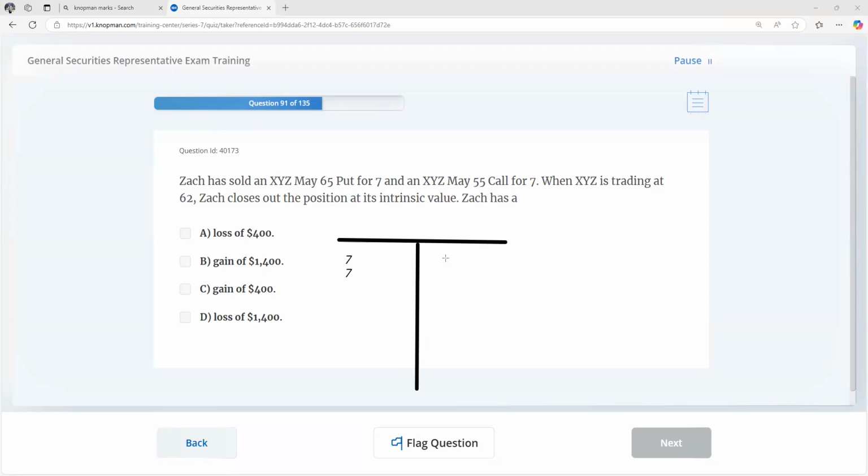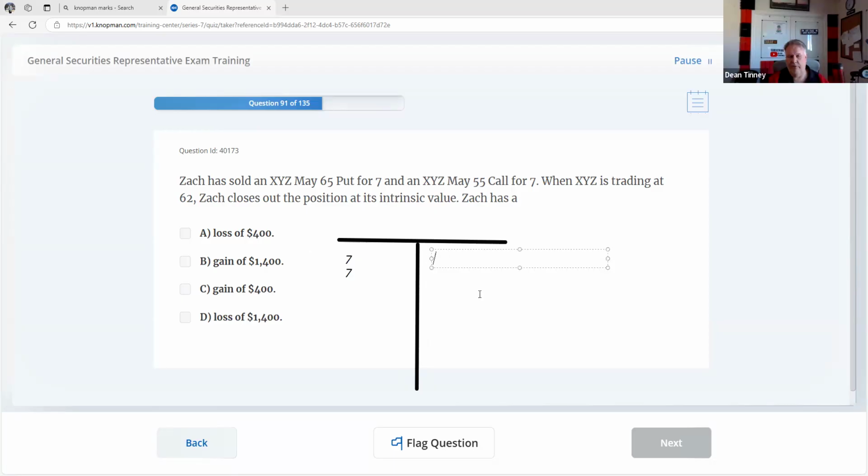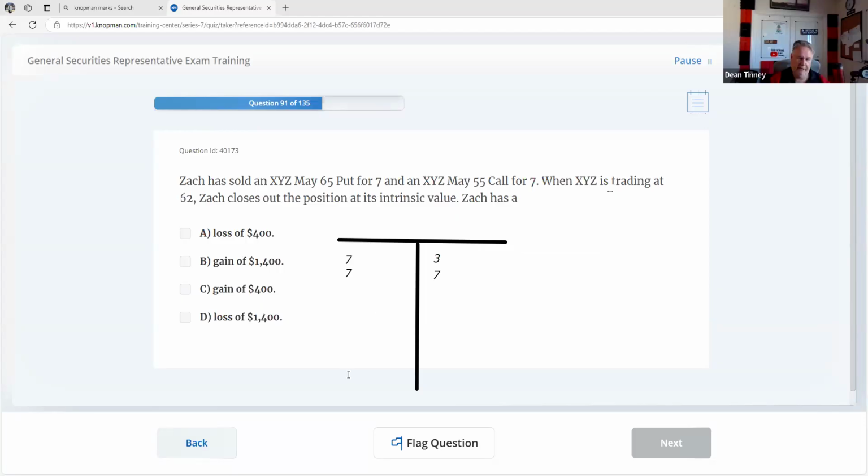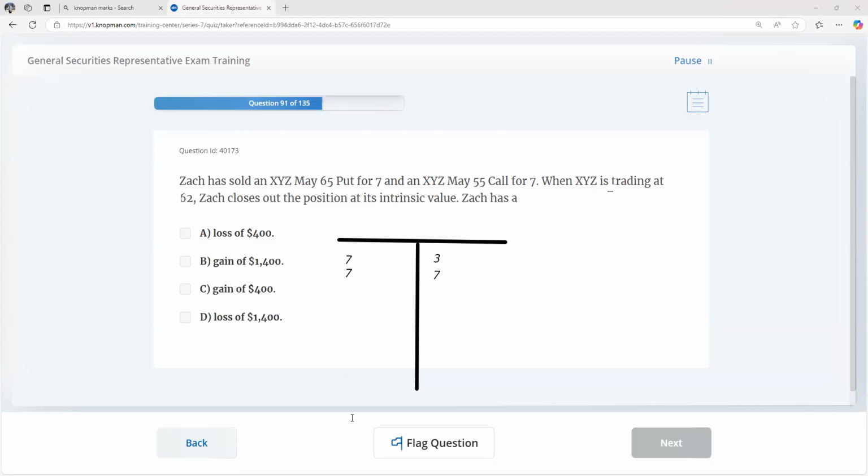Yep. And now it says you close out at intrinsic value. So what's the intrinsic value of a 65 put with the stock at 62? What's the intrinsic value of a 55 call with the stock at 62? You were right that it was 14 and 10, and you were right about the 4. Then I asked you, which one are you picking? Are you picking A or C? I would hate to get this wrong just because I know I got the math right.